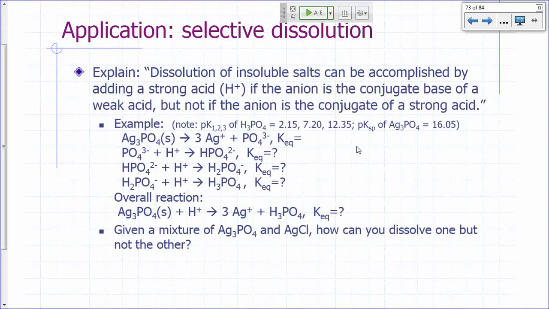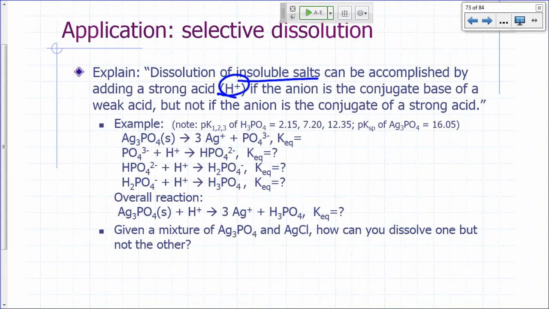Here's one practical application in the lab of the concept of equilibrium. If you have an insoluble salt in the lab and you want to dissolve it, one way you could dissolve it is by trying to add acid to it instead. So if you can't get it to dissolve in water, one common technique in the lab is to add acid to it. It might dissolve.